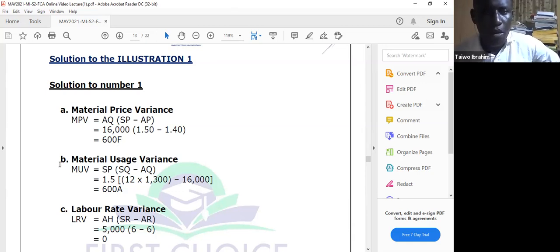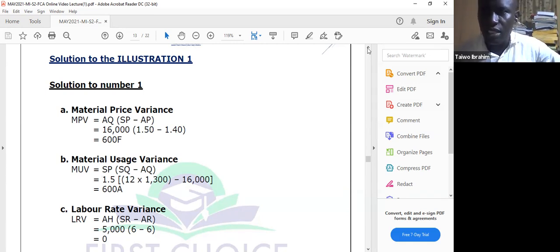Now that's 1. 2B is the material usage variance. Can you see this one is favorable now, right? The material usage variance is talking about the difference in the usage of material. That's the standard quantity of the material they want to use to produce what they actually produced, and the actual quantity they used. That's standard quantity minus actual quantity. Then you value it with the standard price. Now, I told you they will not give you the standard quantity directly. You need to find it by saying standard quantity per unit times actual units produced.